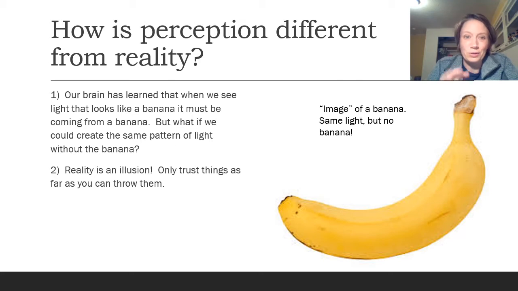What this tells you is that as technology has developed, we've started to be able to make illusions. We've created things that look real and aren't actually real. So that's where the old saying, only trust things as far as you can throw them, comes in. That looks like a banana, but unless you can touch it and feel it and eat it, it's not really a banana.